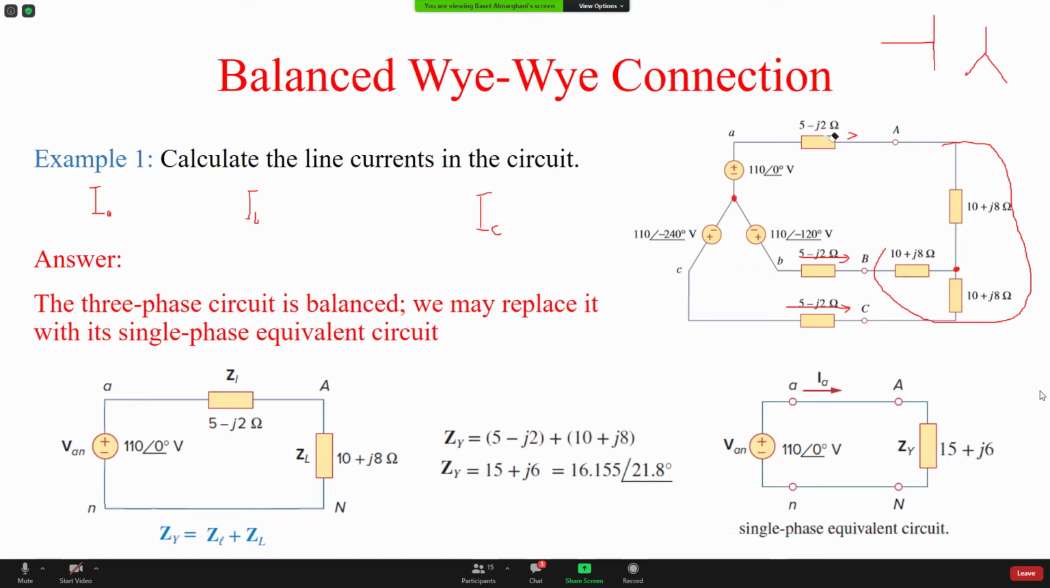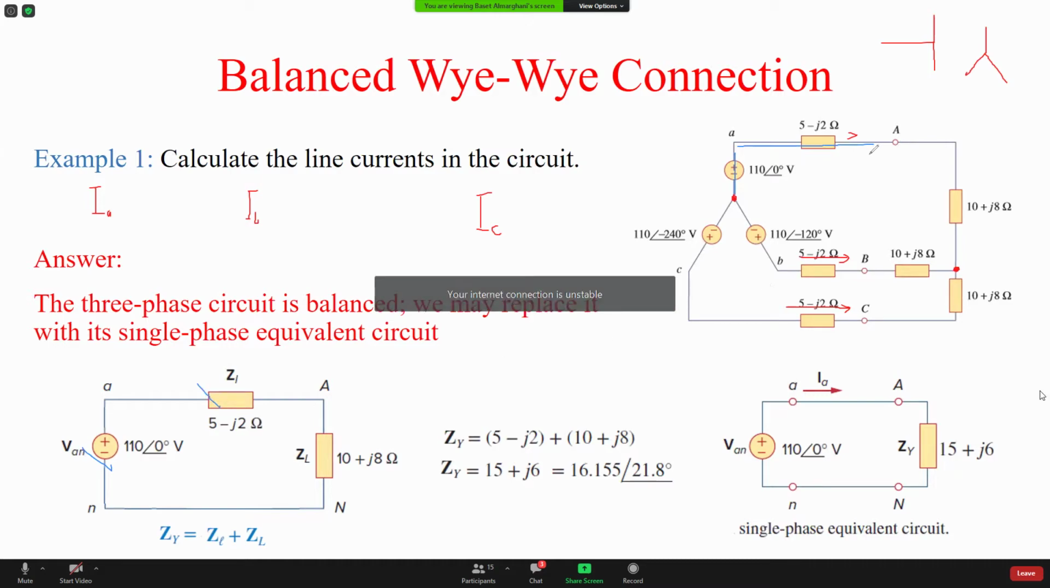So I go here. I'm gonna go through the source, this one, the impedance of the line, this one, then the load impedance, then I reach the neutral, this one. Now this is the circuit I have. This is called single phase equivalent circuit.